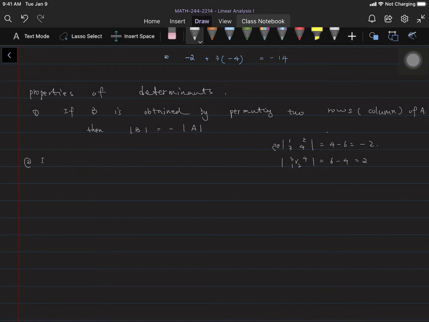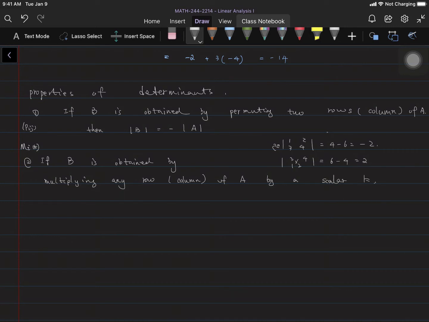Second, besides permuting 2 rows, let's take a look at another row operation, like multiplying the ith row by a number k. If we multiply a row by a scalar, what is the determinant going to be? If B is obtained by multiplying any row or column of A by a scalar.